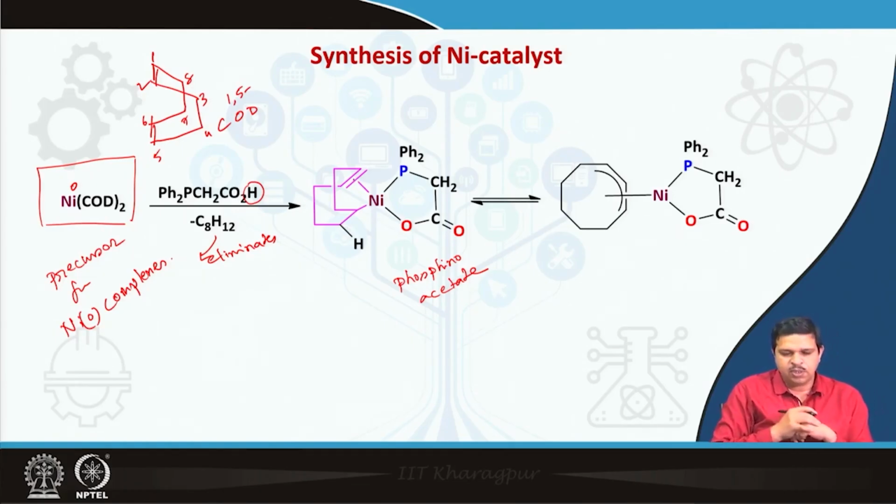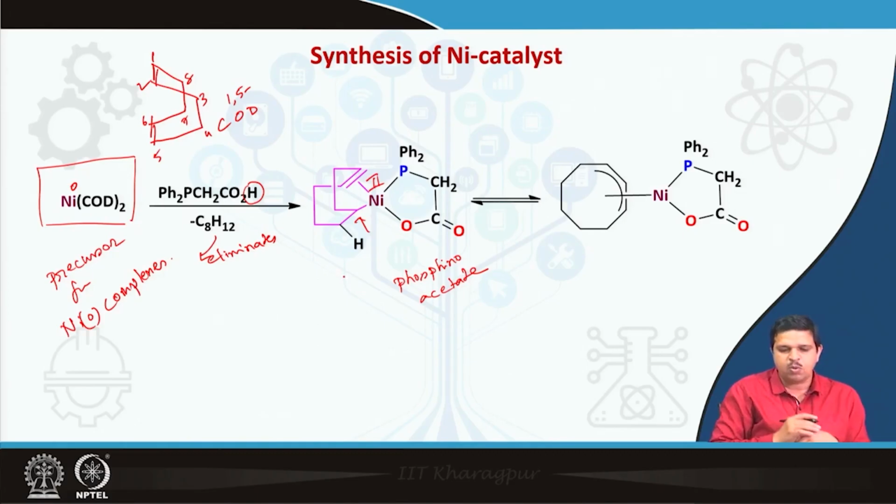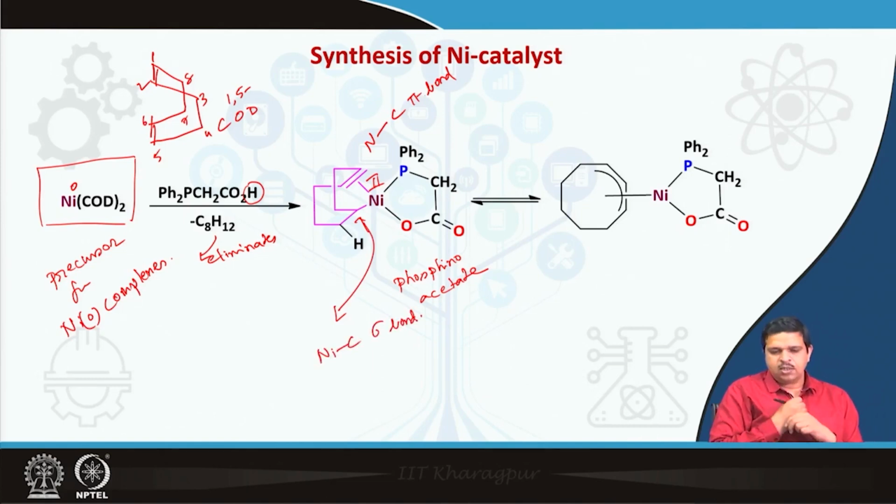So basically you can see that here it is nickel in the 2 oxidation state. This is 2, this is the anionic ligand, and this is the C minus here. So this is the nickel carbon sigma bond, and here the nickel carbon pi bond, and here the nickel carbon sigma bond. Okay, and this is in equilibrium with the allyl type of bond. So this is a C3 allyl, and it is in equilibrium.